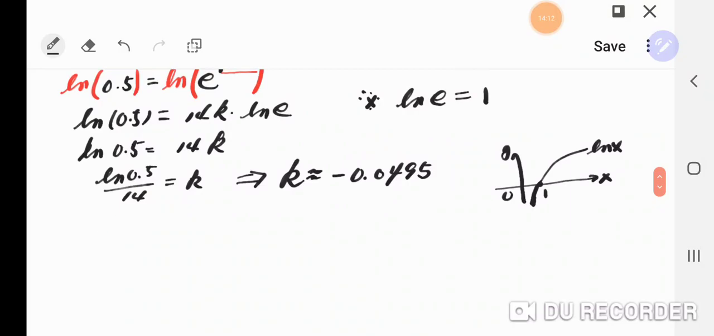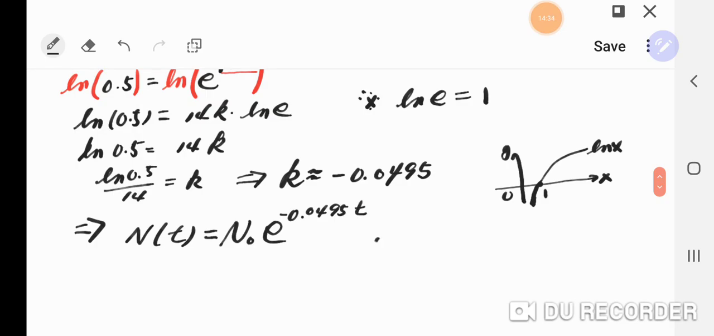So finally, we can write the exponential decay function as n of t is equal to the initial amount n0 times e to the negative 0.0495t. So this will be the exponential decay function.